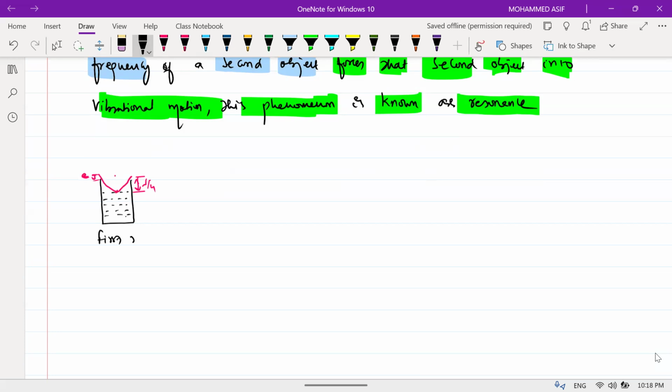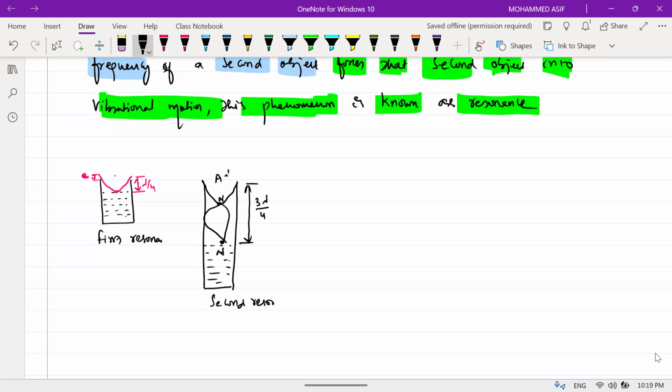This is the first resonance. In order to make it vibrate again, we are changing the water column in the closed organ pipe. When I decrease the water in the resonance pipe, we get a wave vibration like this. Here it will be a node, here a node, and here the antinode. Now from here to here, this distance will be 3 lambda divided by 4. This will be the second resonance, or the third harmonic.